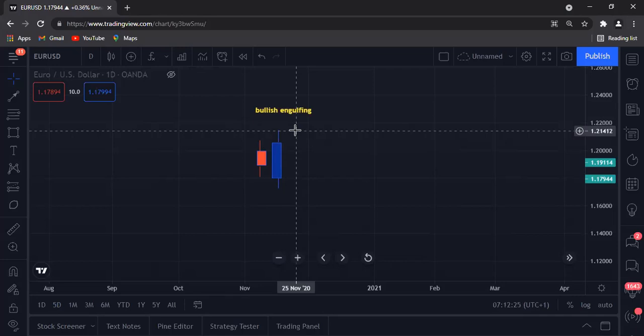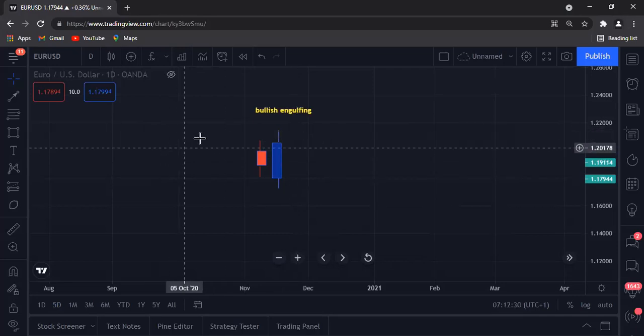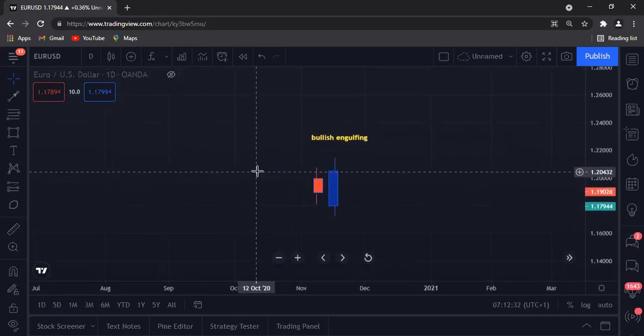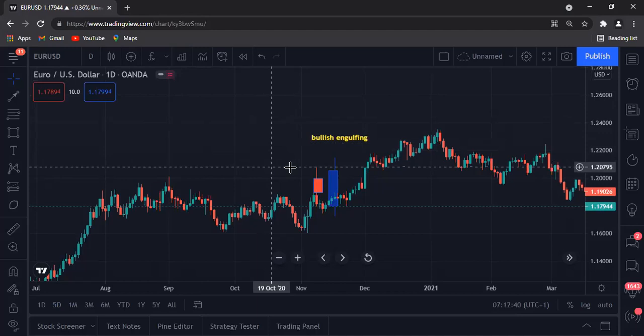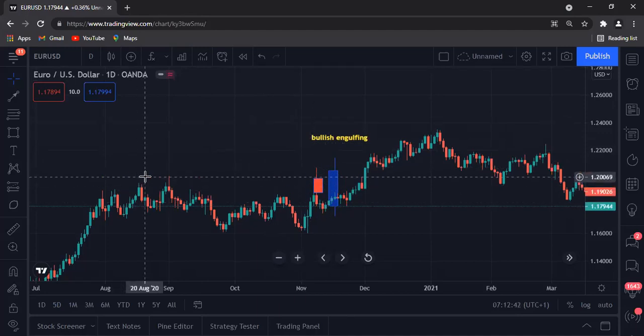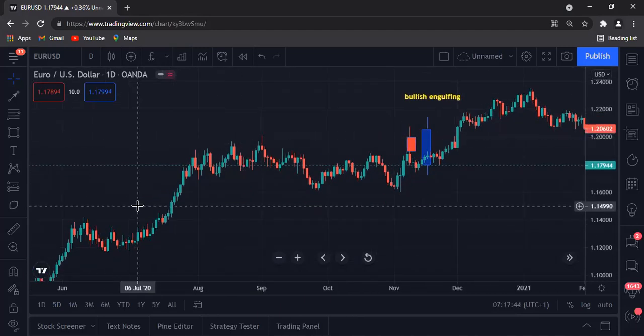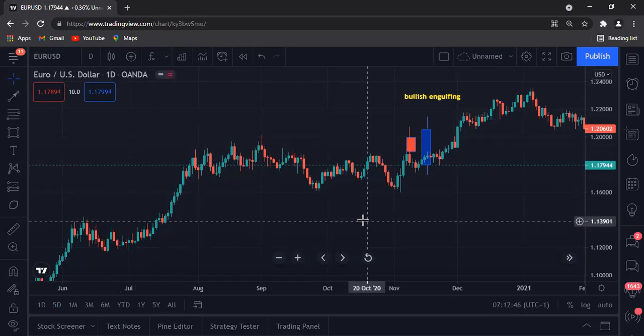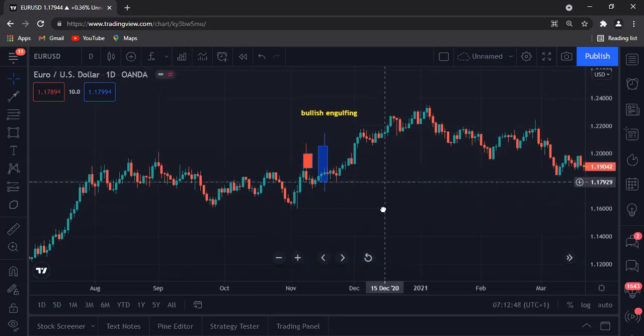You get? Okay. So this is just a simple term. Bullish engulfing. It engulfs the previous bearish candle completely. So I want to look for a bullish engulfing here. Bullish engulfing. It's not hard to see.